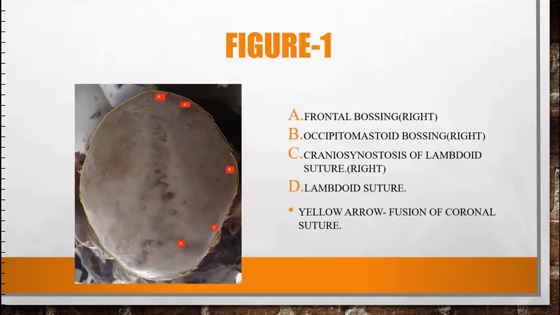So here in this picture, point A is frontal bossing on the right side. B, occipitomastoid bossing on the right side. Craniosynostosis of the lambdoid suture on the right side. Yellow arrow, fusion of the coronal suture. It is found just behind the marked area A.